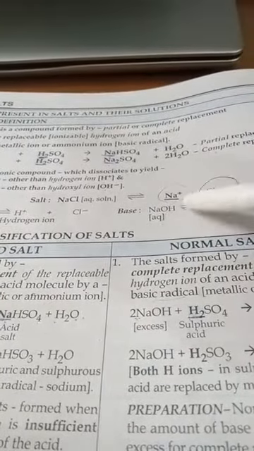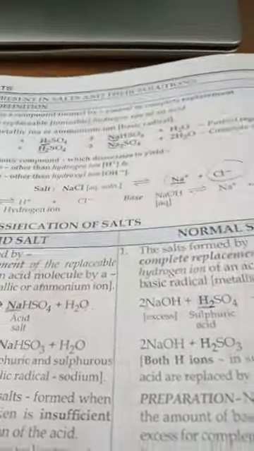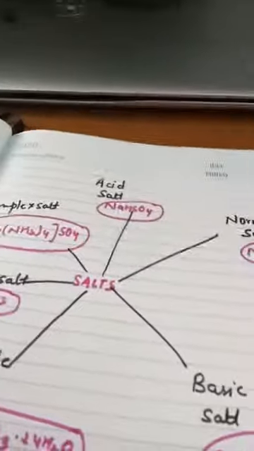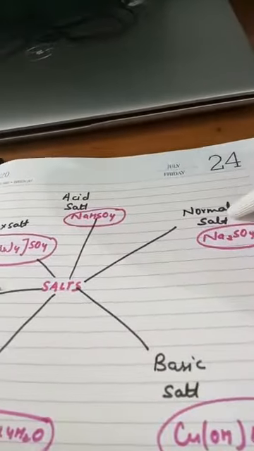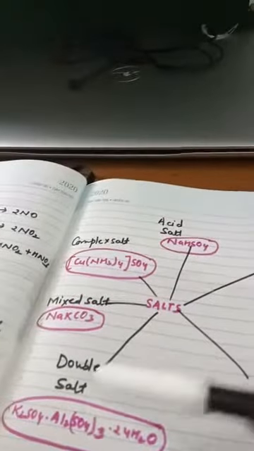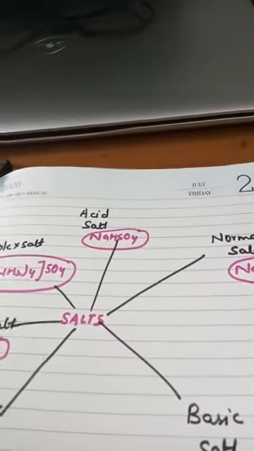But positive ion कैसा होगा? Metallic ion. और negative ion कैसा होगा? Non-metallic ion. Now there are different type of salts. Some salts are acidic, some are normal, some are basic, some are double salt, some are mixed salt, and some are complex salts. So first are the acidic salts.